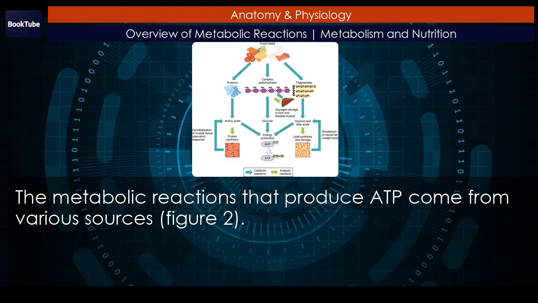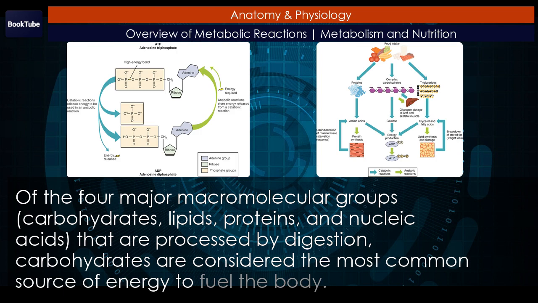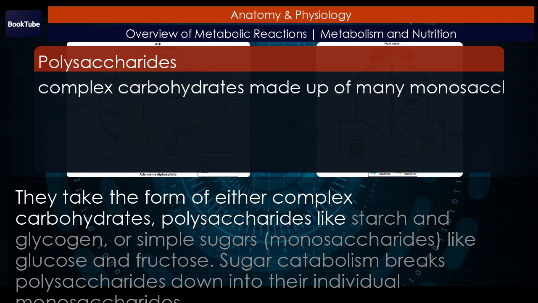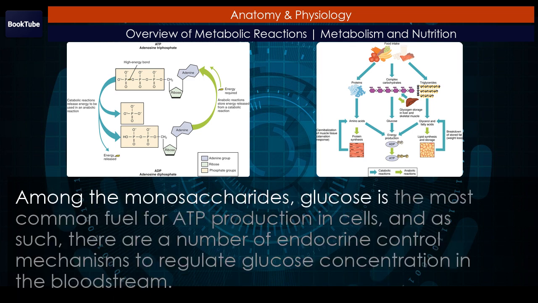Figure 2. Of the 4 major macromolecular groups, carbohydrates, lipids, proteins, and nucleic acids, that are processed by digestion, carbohydrates are considered the most common source of energy to fuel the body. They take the form of either complex carbohydrates, polysaccharides like starch and glycogen, or simple sugars, monosaccharides, like glucose and fructose. Sugar catabolism breaks polysaccharides down into their individual monosaccharides.